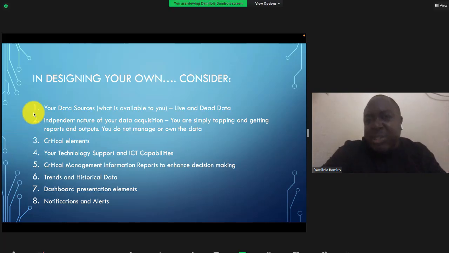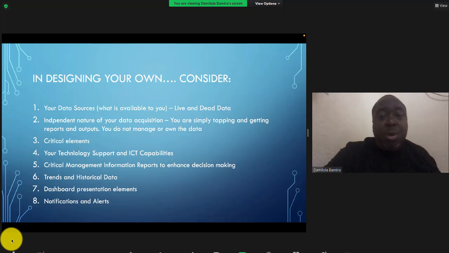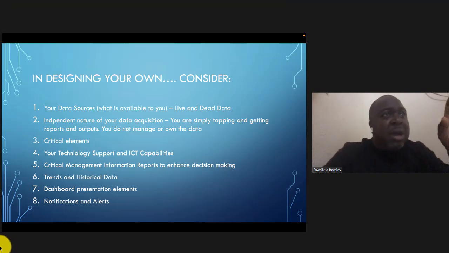Independent nature of your data acquisition. Please don't consider that the information you have must be controlled by you. No, you have to depend on each other. If you need information from the admissions department and they have an admission system, you have to work with them. You cannot be saying, because I want to use this data, I must be in control of this data. No, you have to work with systems in the institution. Again, that's why automation without human input is very, very critical.